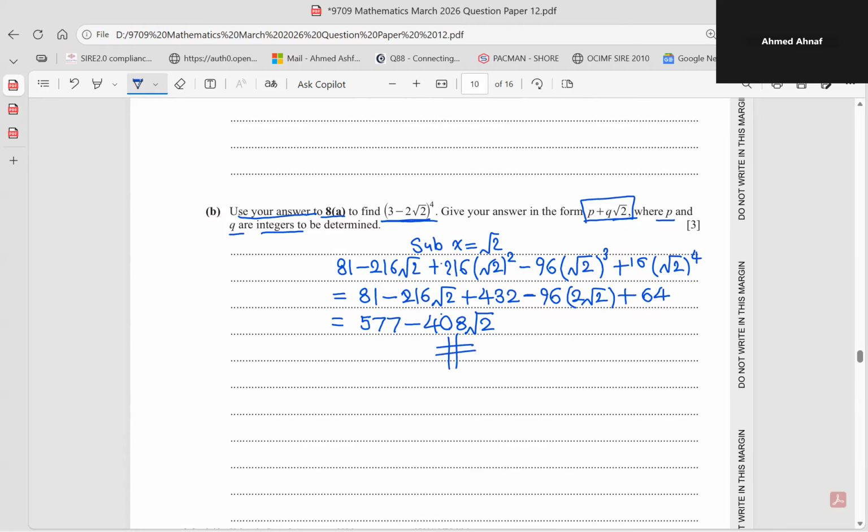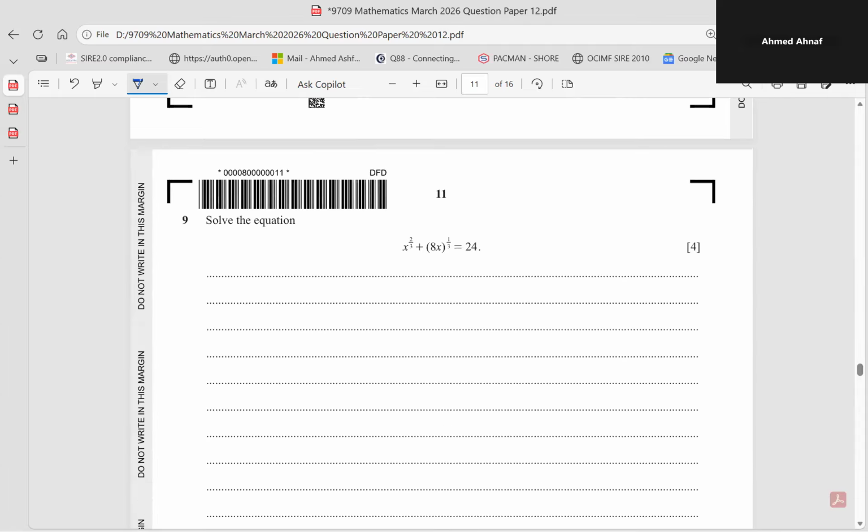And if you want to check whether you're correct, you just type this into your calculator and see if you get the same answer as you obtained in here. So yeah, with that, let's move on to the next question.